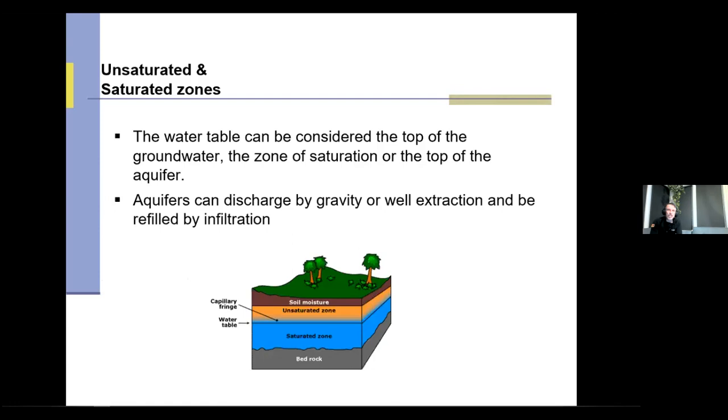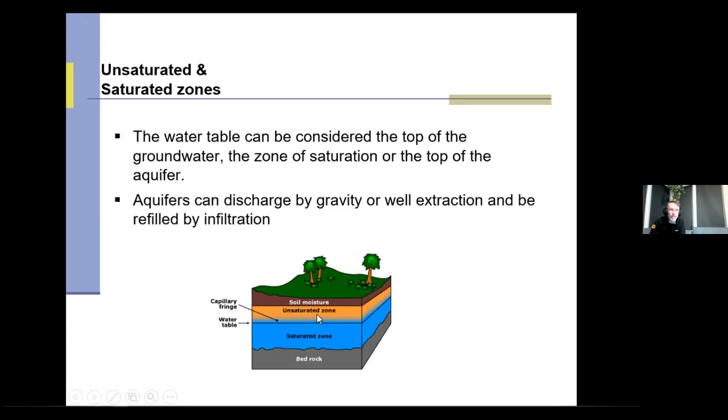We saw the saturated and unsaturated zones. And so there are some important words here that we should talk about. Water table's a big one. Water table is considered the top of the groundwater. That's when groundwater starts. So if you're digging a hole and it's nice and dry, and all of a sudden water starts coming into the hole that you just dug, you've hit the top of the water table, the top of the groundwater flow. It's also called the zone of saturation.